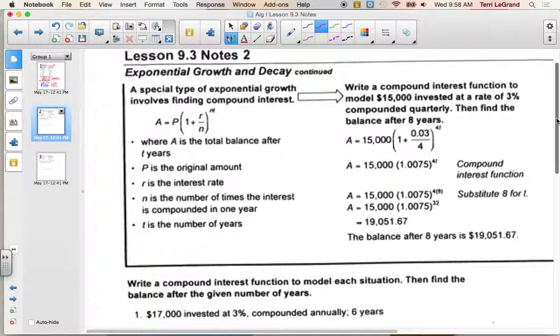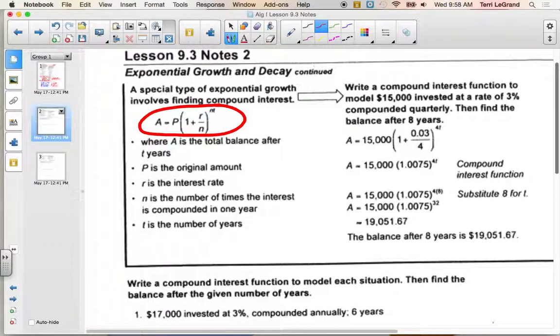And it has a fairly intense formula right here. A equals P times, in parentheses, 1 plus r divided by n. Notice this time our R is being divided by N, and then instead of being taken to the T power, it is the nt power.